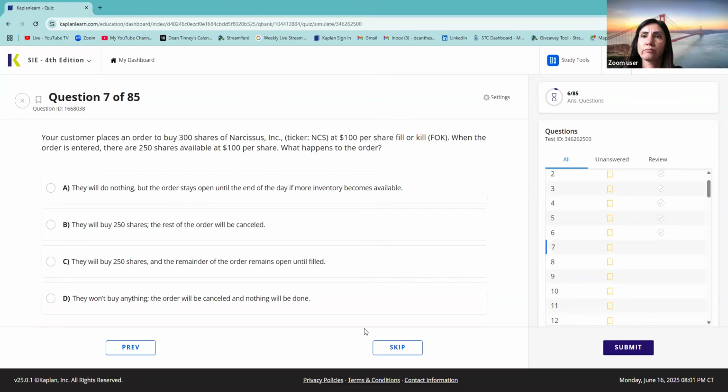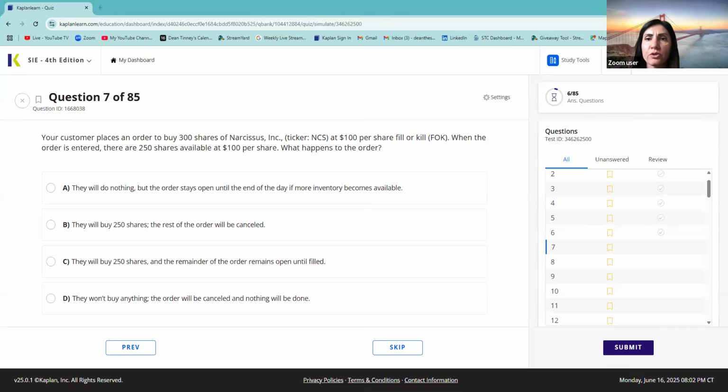Yeah. Your customer places an order to buy 300 shares at 100, fill or kill. When the order is entered, there are 250 shares available at $100 per share. What happens to the order? Obviously, it's not what he asked. That's right. Fill or kill.